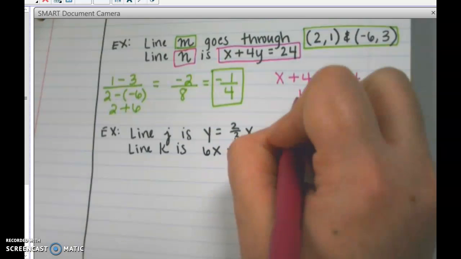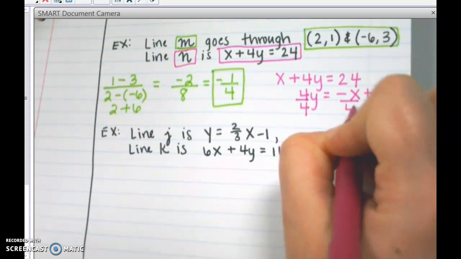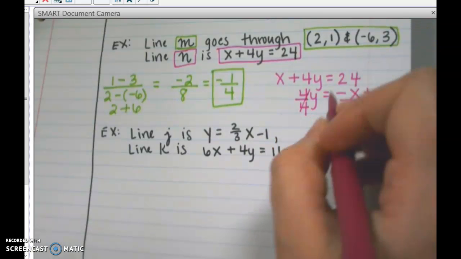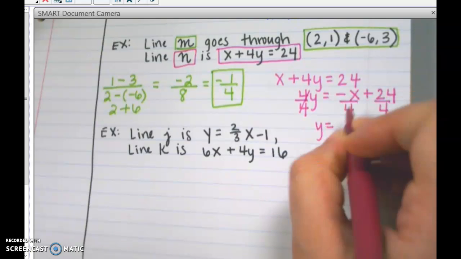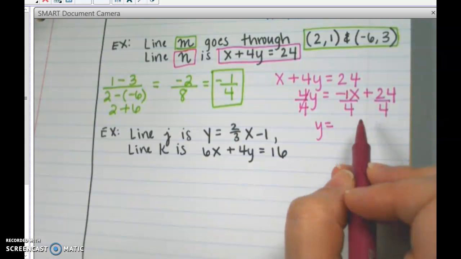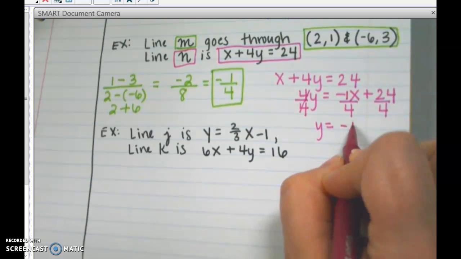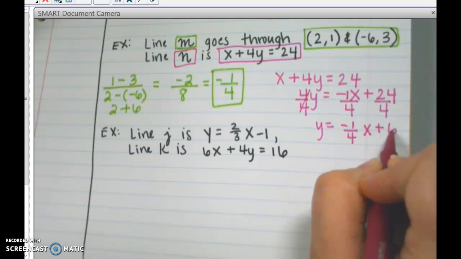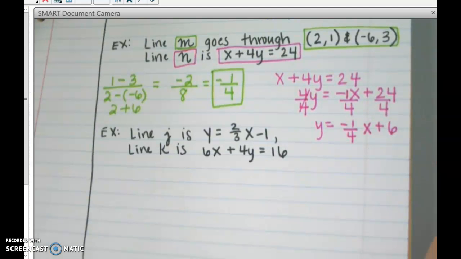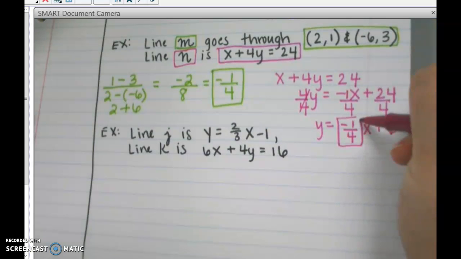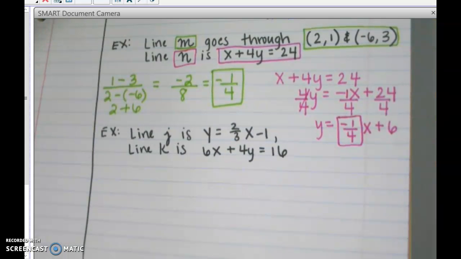And I'm going to divide everything by 4. So that's going to cancel. I'm going to put a 1 in front of there so that I can turn it into a fraction in front. So I'm going to make that negative 1/4 x. 24 divided by 4 is 6. All right, so remember which one of these is my slope. It's the one in front of x.